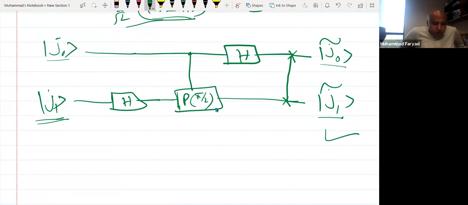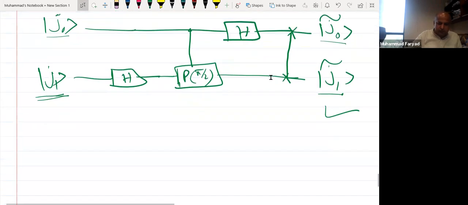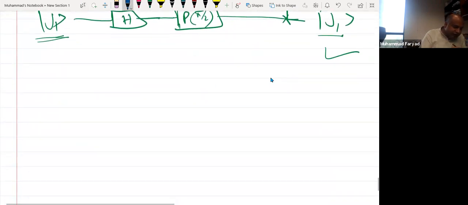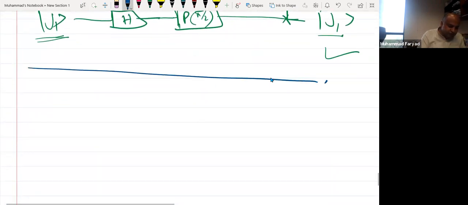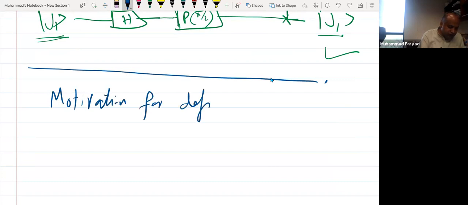All right. Before I discuss the general quantum Fourier transform circuit, let me introduce this idea: why this particular choice of definition of the quantum Fourier transform. What's the motivation for the definition?